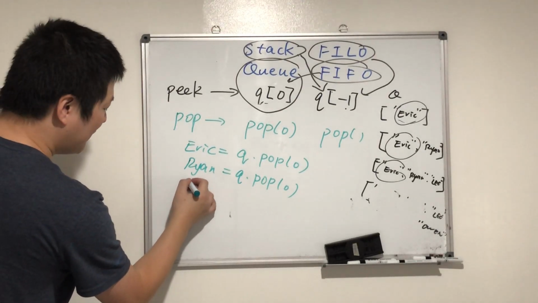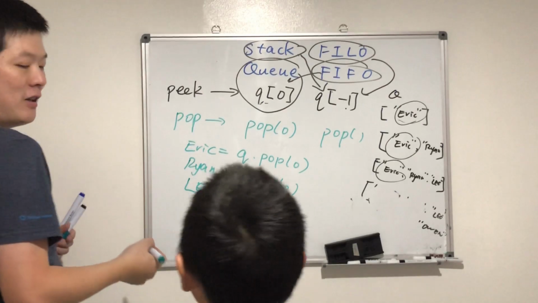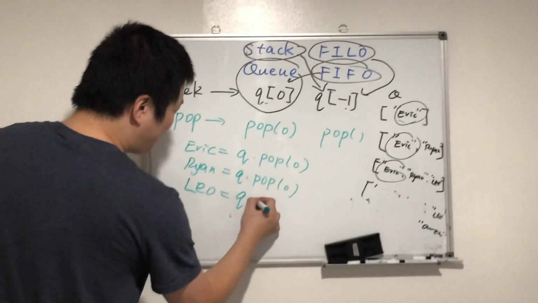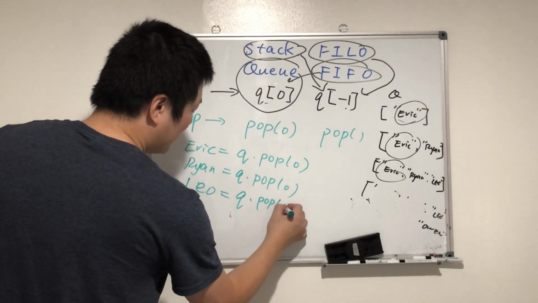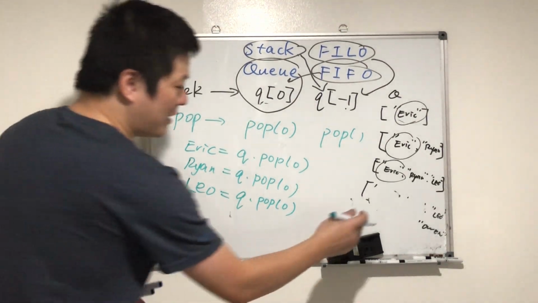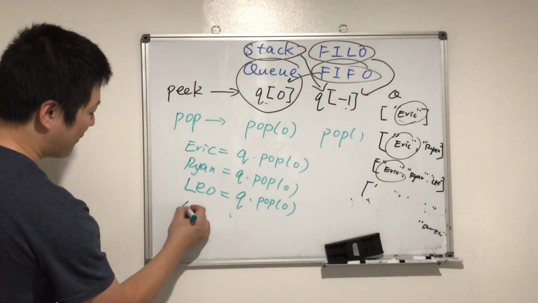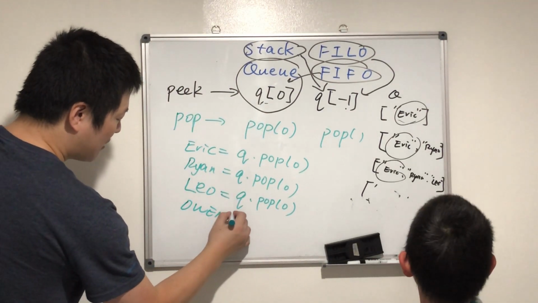And the next one, Leon. Leon equals q.pop(0). Pop 0, so Leon will be gone. And now we got Owen. Then Owen equals q.pop, and then Owen will be gone.